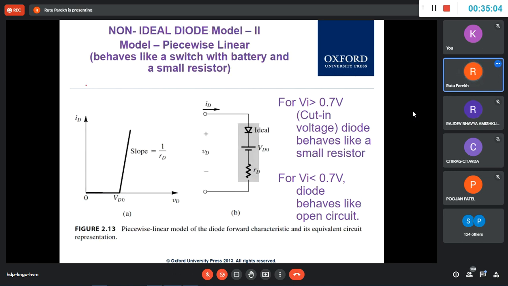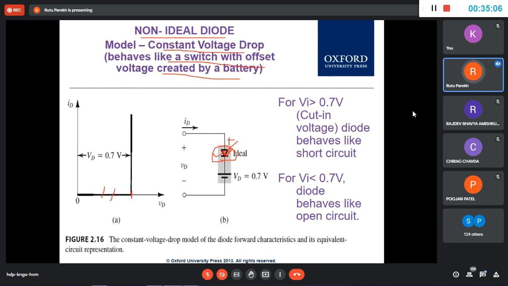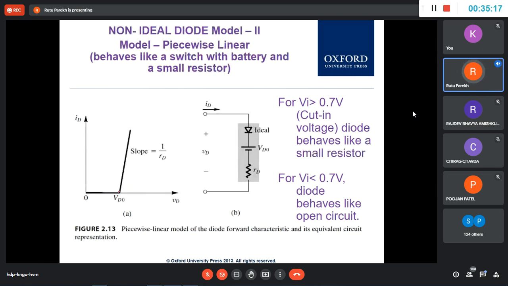And then piecewise linear. Now this is constant voltage drop, 0.7, but still this is, you know, not the perfect one. And to be a little more perfect, we will have a little slope here. Now you can see that it conducts, okay, at 0.7 volt. But then there is a little change also. Okay, with the voltage, the current also changes. Okay, there is a change with the voltage.